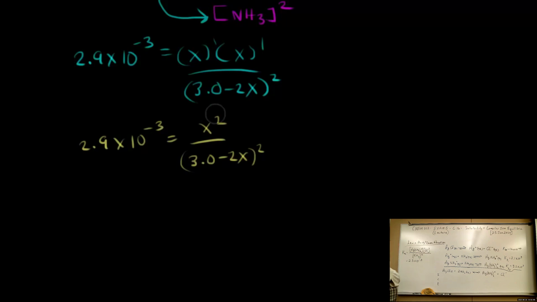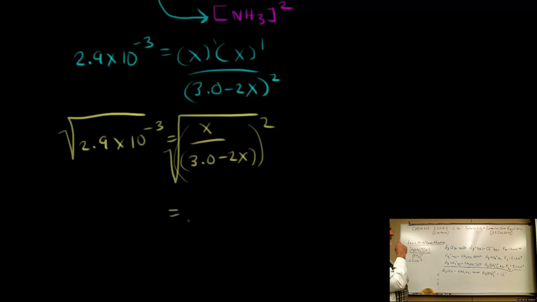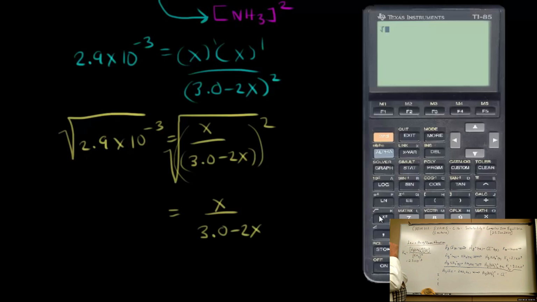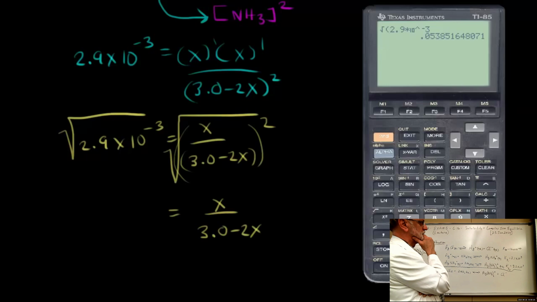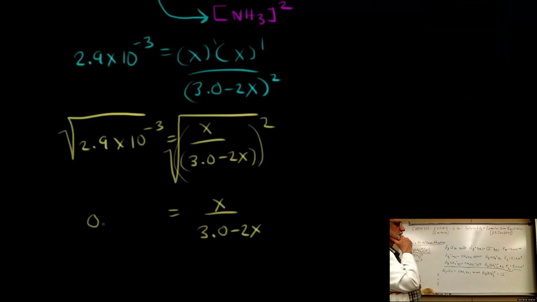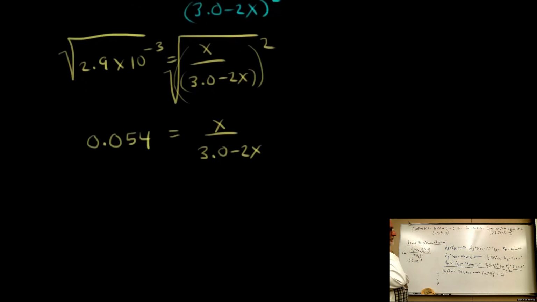And so what we could do here, these are both x squared, so we could just say that this is all squared on the right side. And then we could take the square root of both sides. So take the square root of 2.9 times 10 to the negative third, and take the square root of what's on the right. So the square root of what's on the right would be x over 3 minus 2x. And let's take out the calculator to do the other one. So square root of 2.9 times 10 to the negative third is equal to, let's round that to 0.054. So it just makes it easier here to round that. So 0.054. Our goal is to solve for x. Our goal is to solve for the molar solubility.